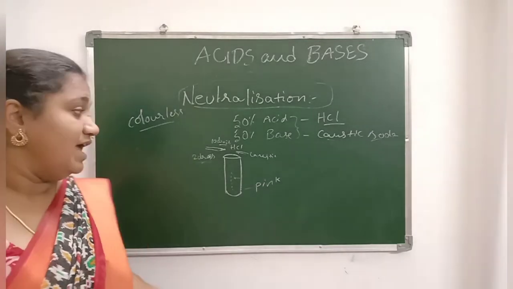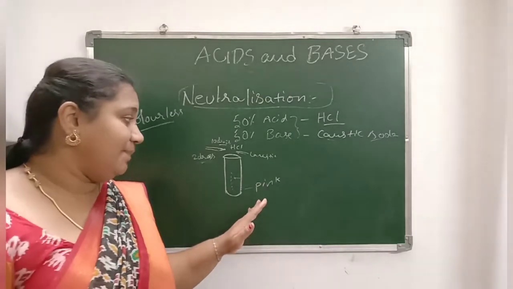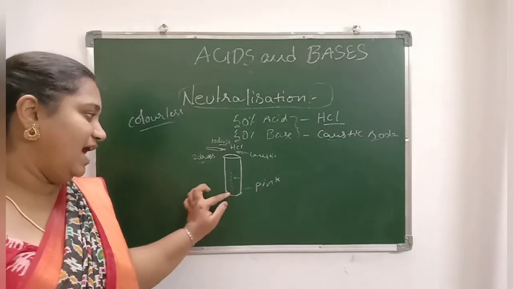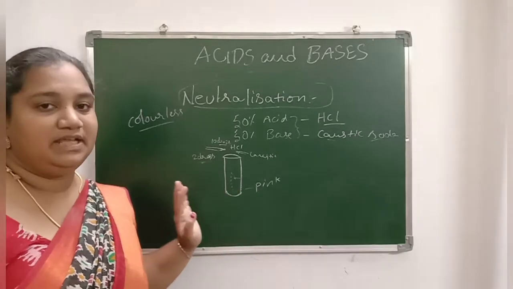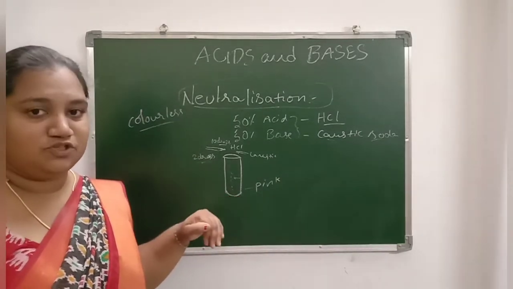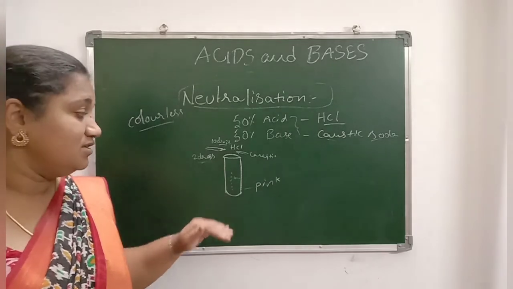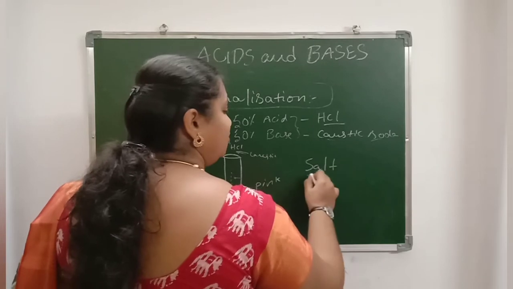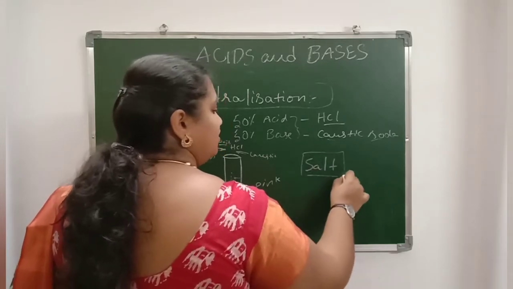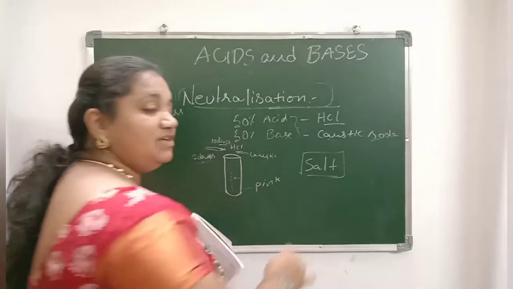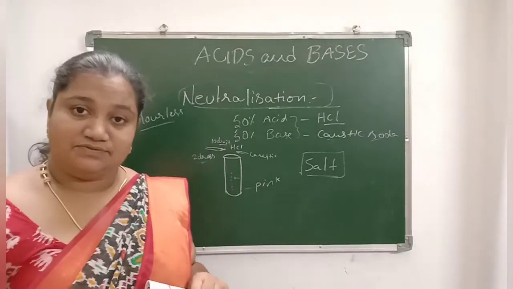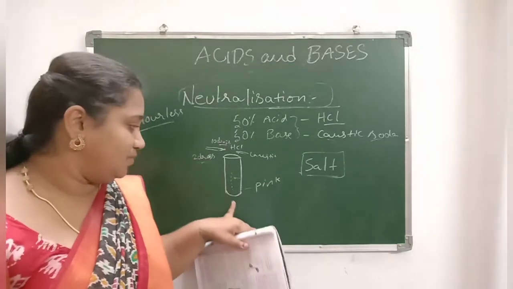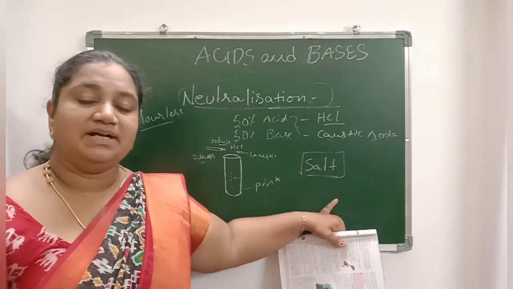In that case, you should get a precipitate. It remains at the edge of the test tube, and that is nothing but the salt. Whenever a neutral solution is formed during the process of neutralization, a precipitate occurs at the bottom of the test tube. That is nothing but salt.